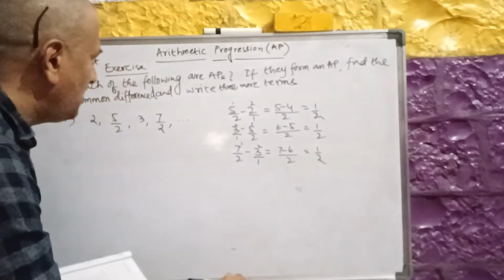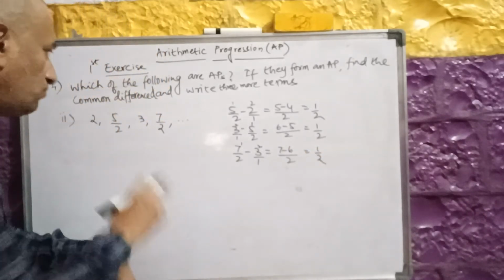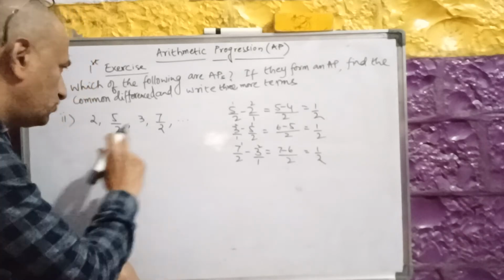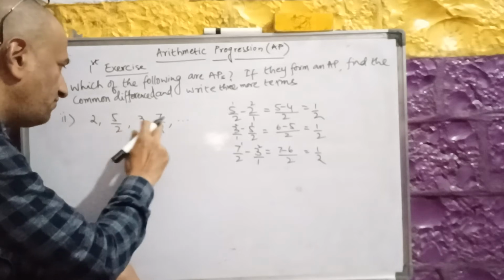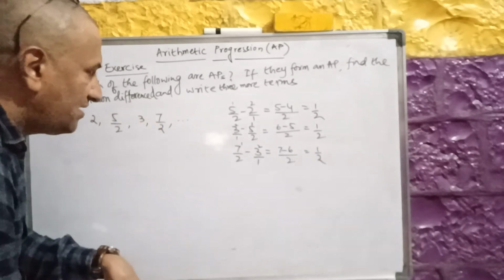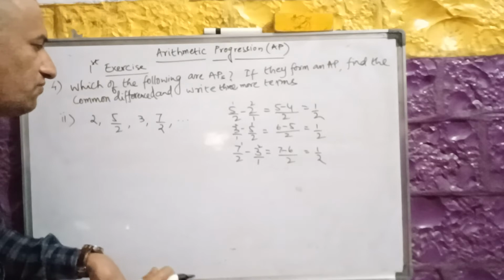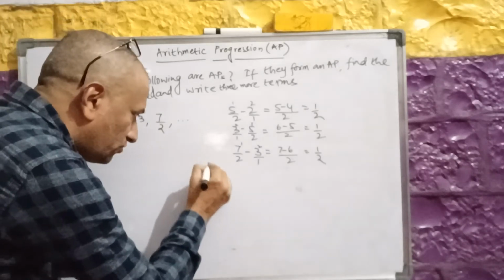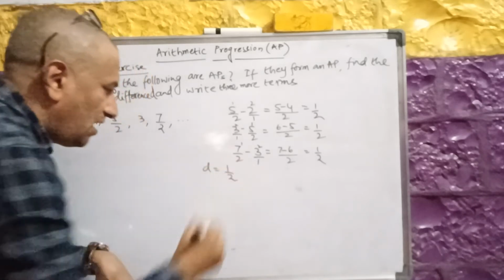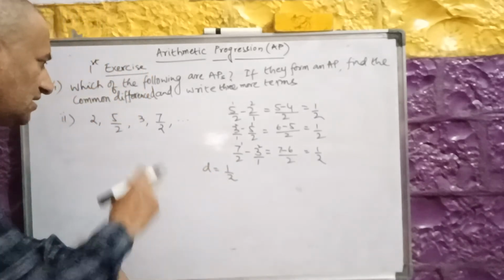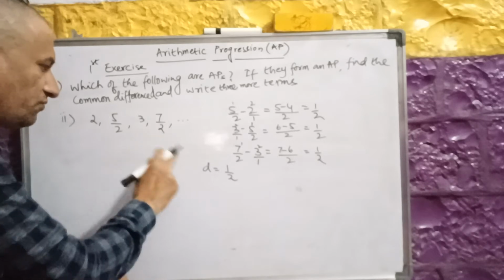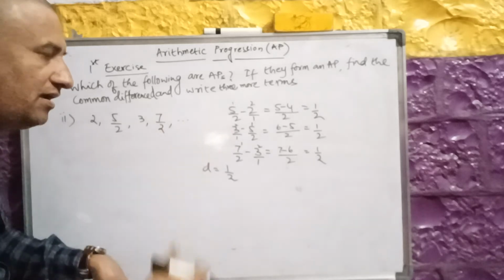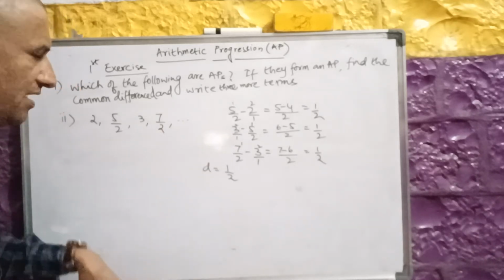So as we can see, the difference between the consecutive terms is the same: A2 minus A1 is half, A3 minus A2 is half, A4 minus A3 is half, and this forms an AP. Since it is an AP, the common difference D is equal to half. Now, since we need to find three more terms, the last term is 7/2, so we add half for each additional term.